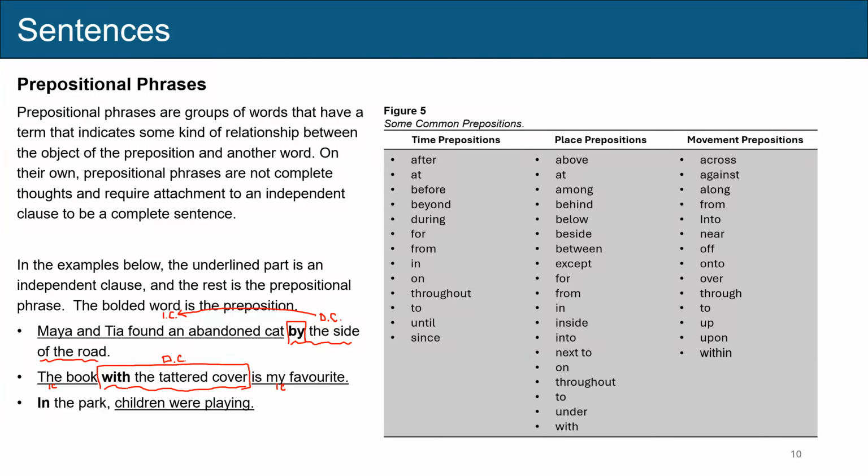We can also start with the preposition. And when we do that, we have a comma after it. In the park, comma, children were playing. So children were playing could be a sentence by itself, but in the park could not be, because we're asking, in the park, what? So we need that additional information.